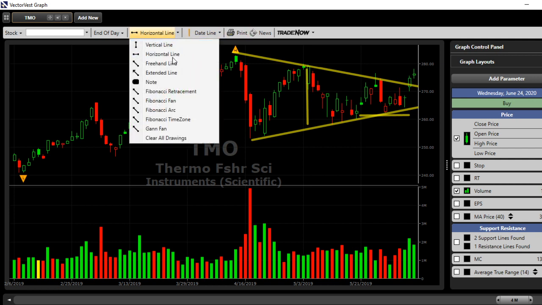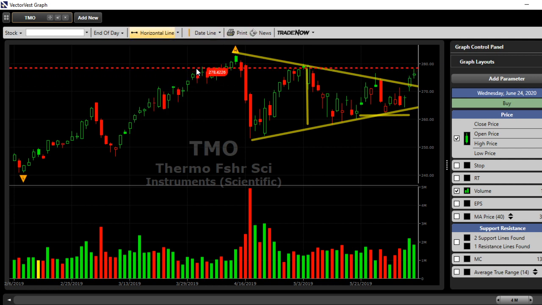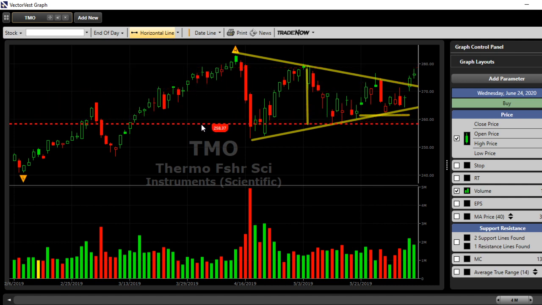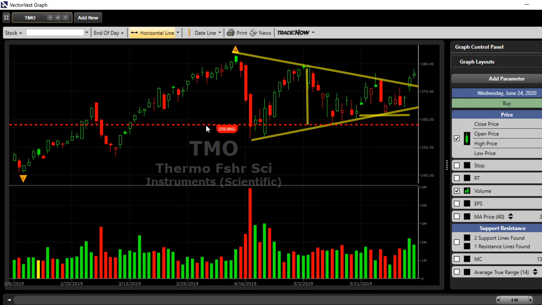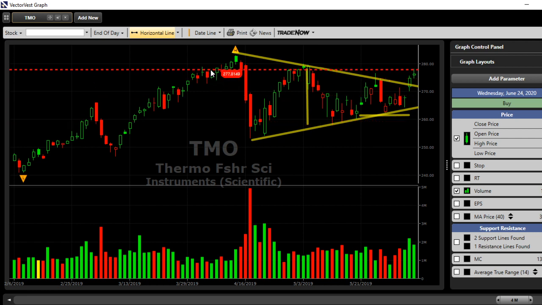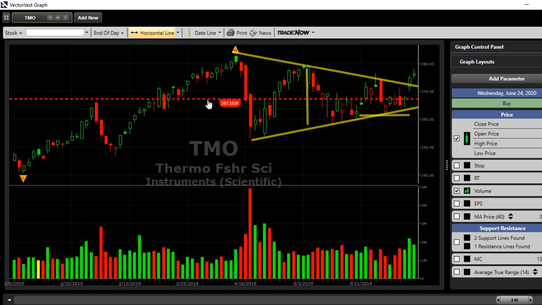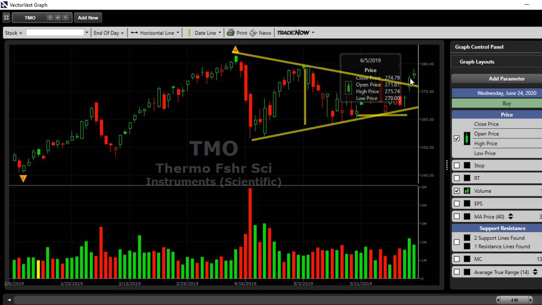If I just create a horizontal line here, we're looking at 278 and 258, so 20 bucks. That's how far I should expect price to move from my breakout level. My breakout closing price was 274, so 294 is where I should set my initial profit target, give or take a few bucks.